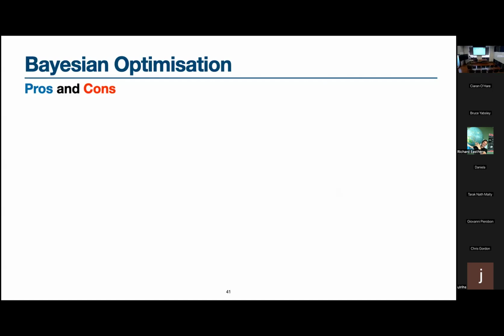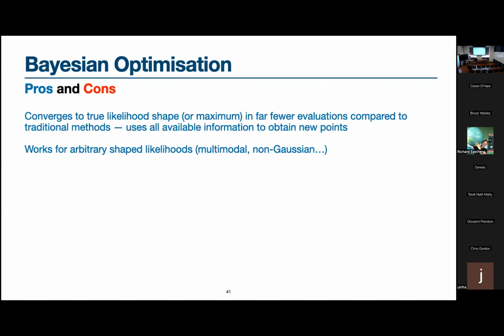Before I turn to more complicated examples, let's discuss some pros and cons of this algorithm. The good thing is that, given that the Bayesian optimization algorithm uses all the previous information that you have collected about the function in all the previous steps, it will naturally converge to the true likelihood shape in far fewer samples compared to the traditional methods. And the other good thing is that it will work for arbitrary shaped likelihoods, which might be multimodal, non-Gaussian, or so on.